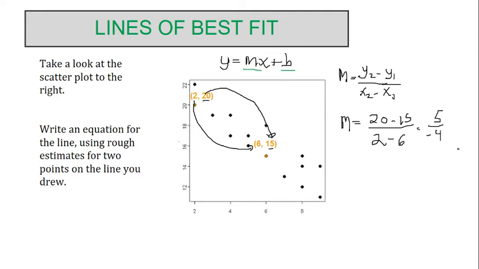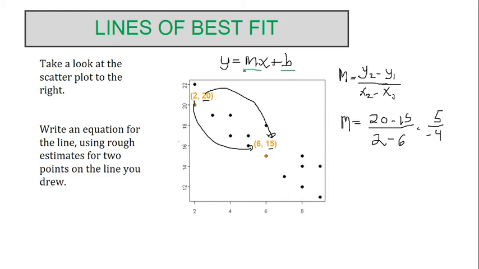Now you could go ahead and write that as a decimal if you wanted to, as negative 1.25, or you could just leave it as this fraction. In this case, I'm just going to leave it as the fraction. All right, now we're going to use this slope along with one of our points to solve for b.